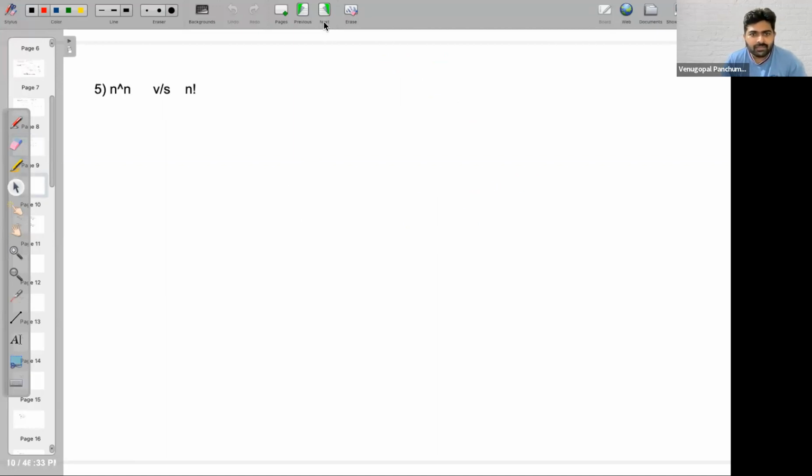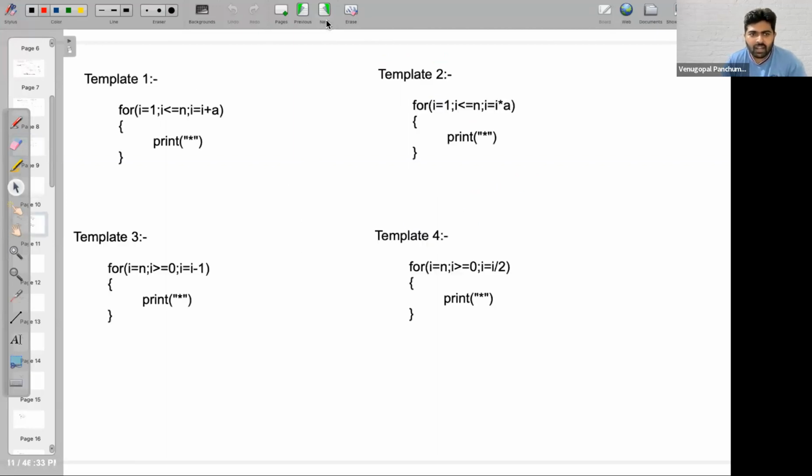Okay. Right. So this I'll come back later. Now let's see, friends. These are the templates that I have already explained in the last class. If you remember, what is the first template? Always remember, friends.